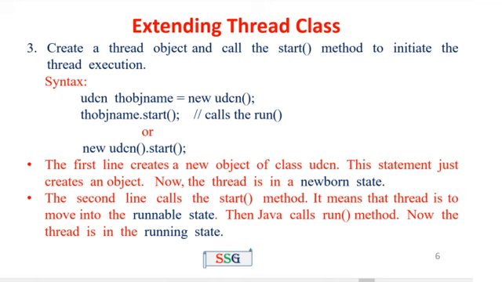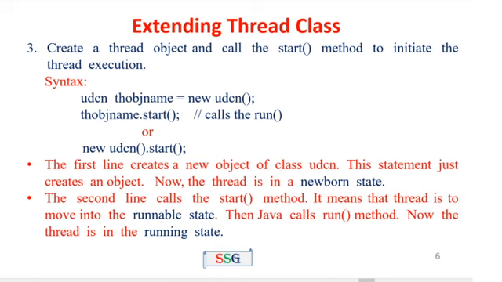Otherwise we can use another syntax: new user defined class name open bracket close bracket dot start method open bracket close bracket semicolon. We have to use any one of the syntaxes. Here the first line creates a new object of the user defined class. This statement is just to create an object.